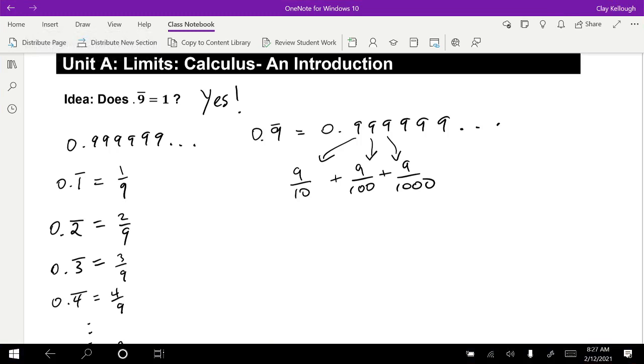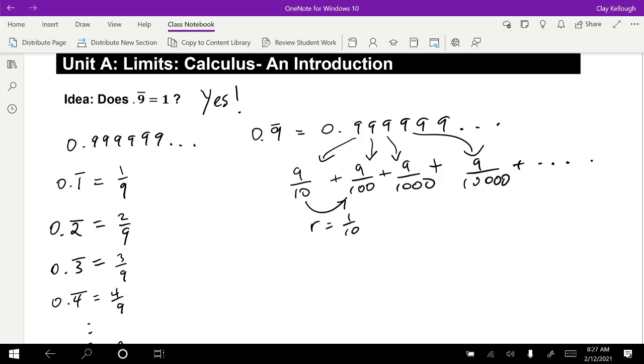All right, so like I was saying, 0.9 repeating is 9/10, plus 9/100, plus 9/1,000, plus 9/10,000, etc. And remember Unit 1? That should look familiar. What kind of a series is this? Don't all answer at once. Sorry, what kind? It's a geometric sequence, right? It's a geometric series, and it's a geometric series with an R value of 1/10, right?